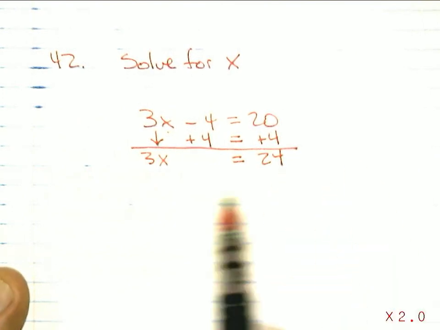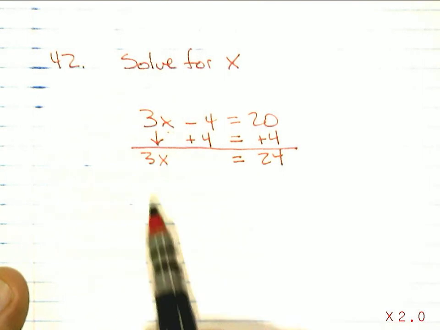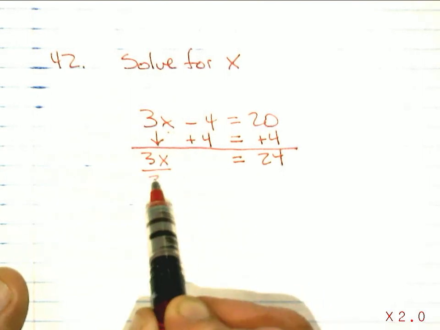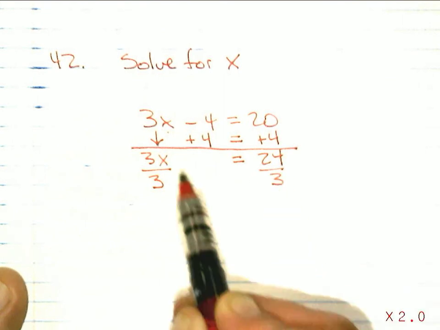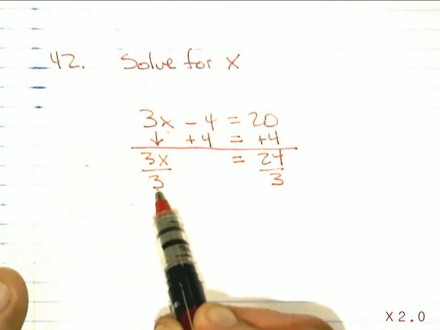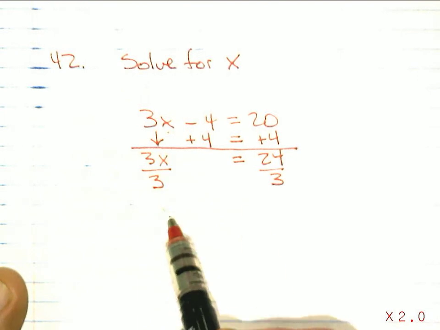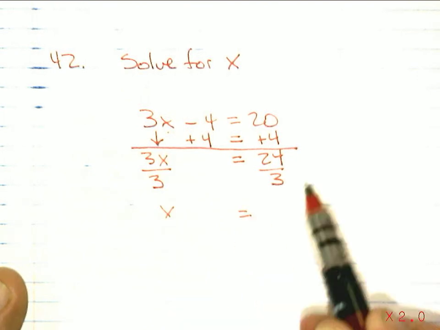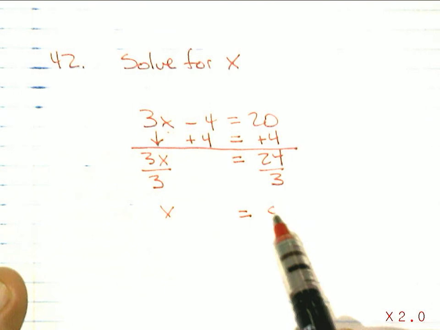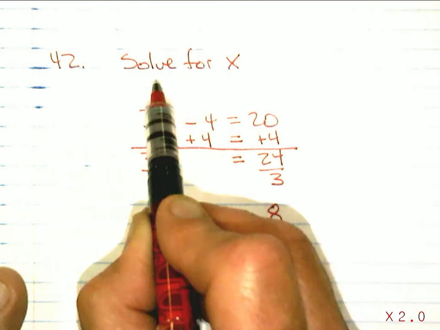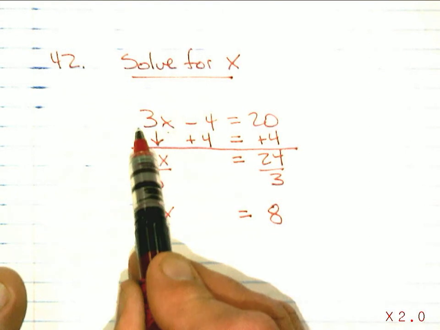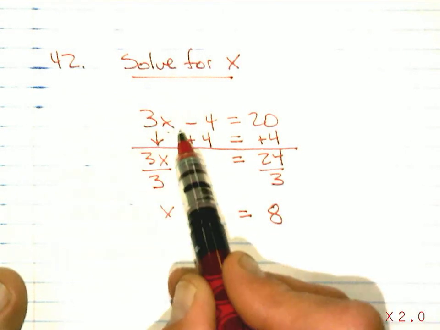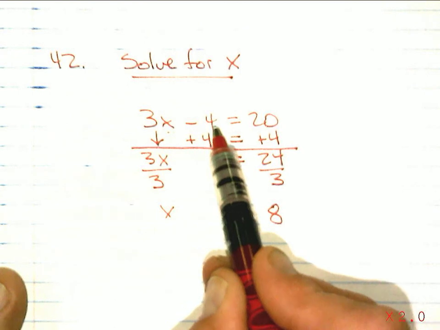And so this is 3 times x. If I divide both sides of this equation by 3, 3 divided by 3 is 1. 1 times x is x. And now you can probably see that 24 divided by 3 is 8. So the solution for x that makes this true, 8 times 3, which you probably could have guessed, is 24 minus 4 is equal to 20.